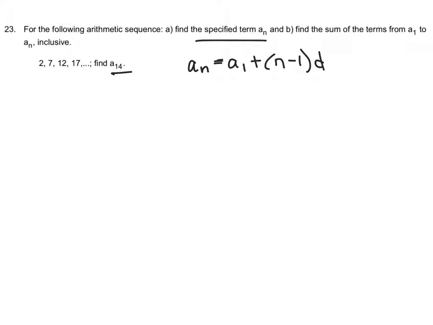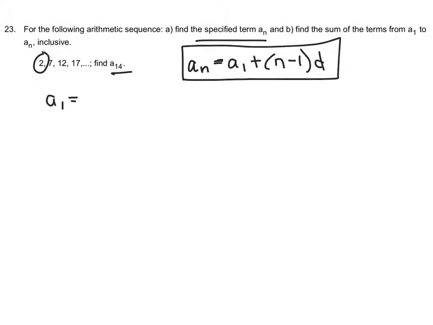In order to find the nth term of a sequence, I'll use the formula an equals a1 plus n minus 1 times d. A1 is the first term in the sequence, which is 2. N is the position of the term that I'm trying to find, and that's indicated by this number here, which is 14.